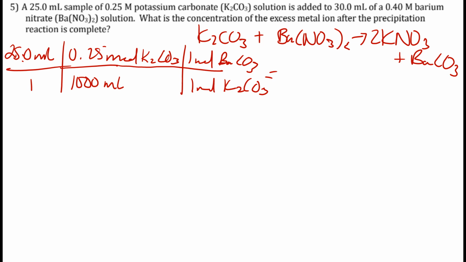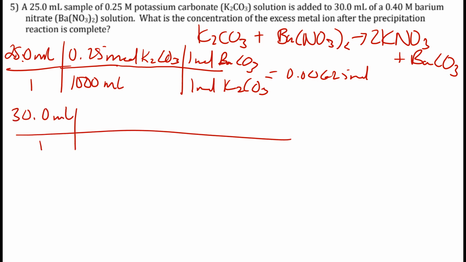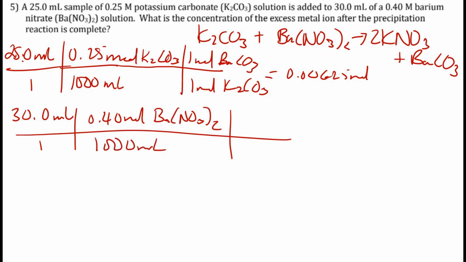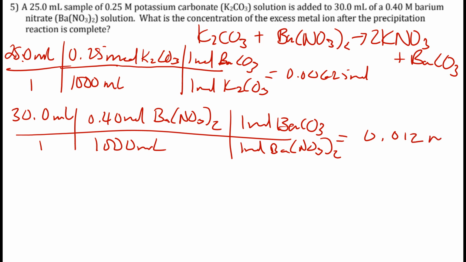We do our math, and we end up with approximately 0.00625 moles. Let's do the same thing with our other reactant, which is barium nitrate. In 1 mole of barium nitrate, there is 1 mole of barium carbonate. You end up with 0.012 moles. So what you need to recognize is that your limiting reactant is potassium carbonate, because it gives you the least amount of moles.